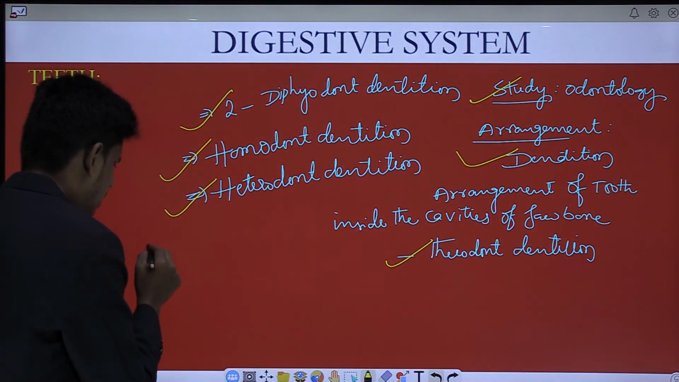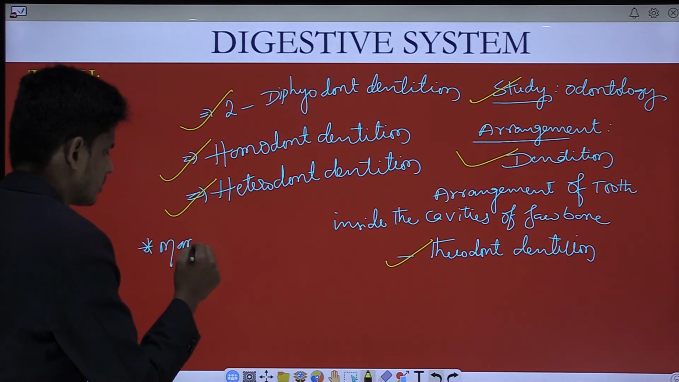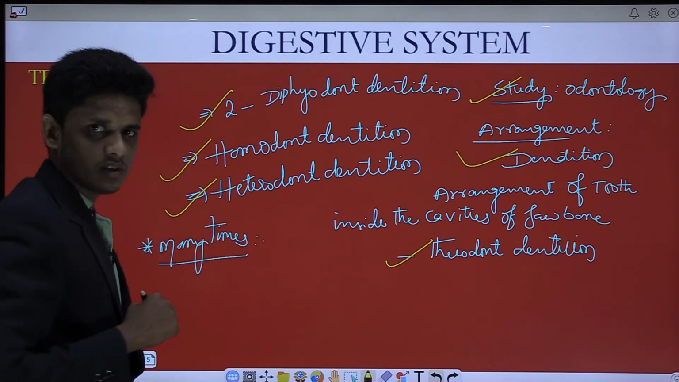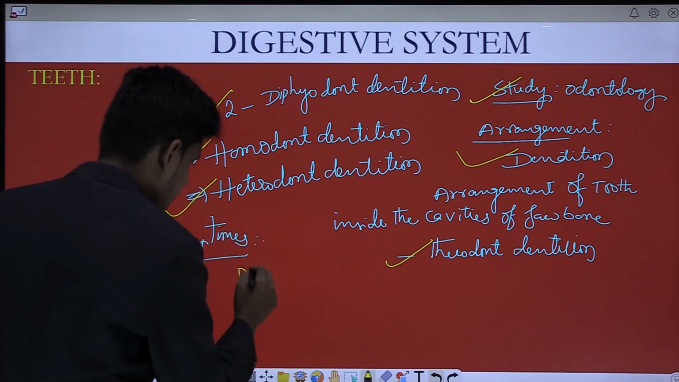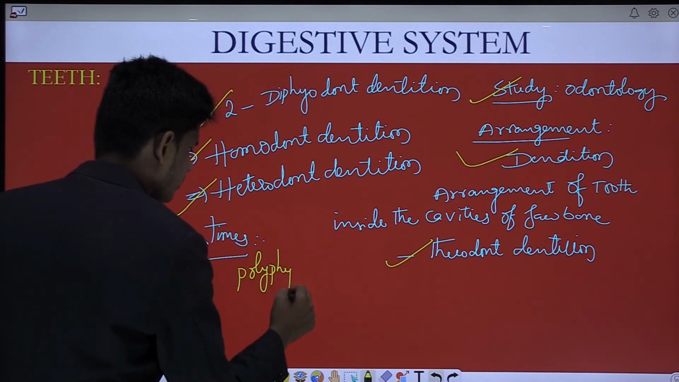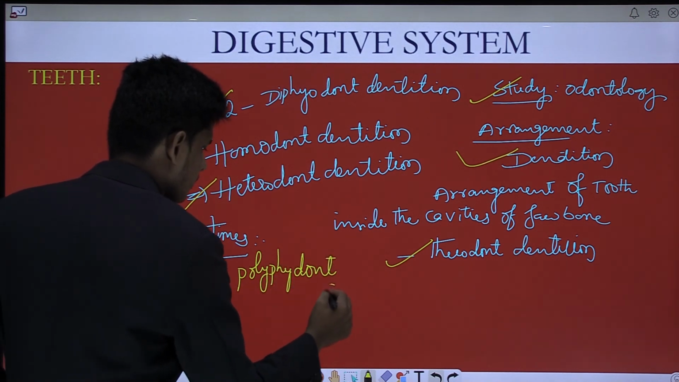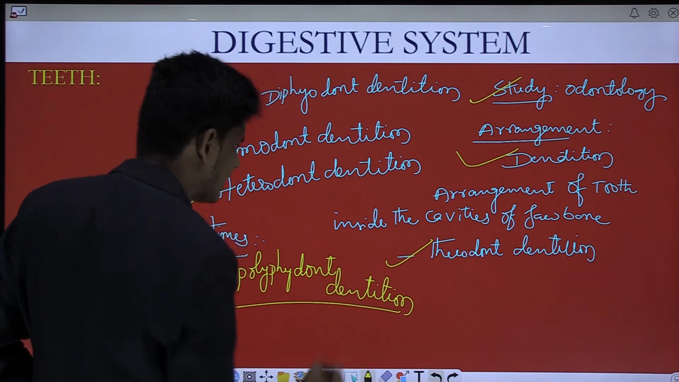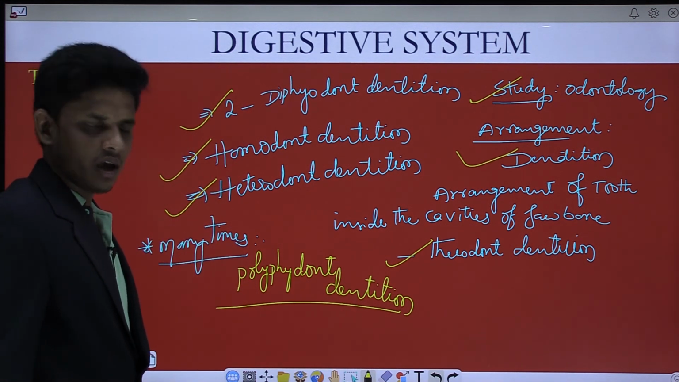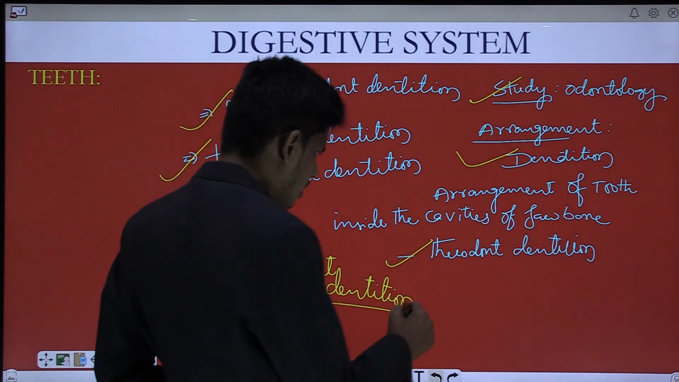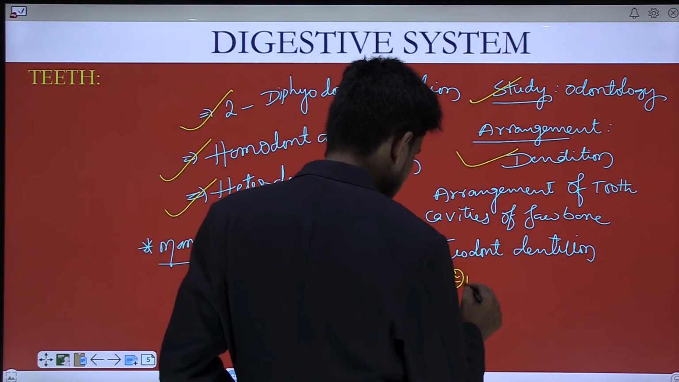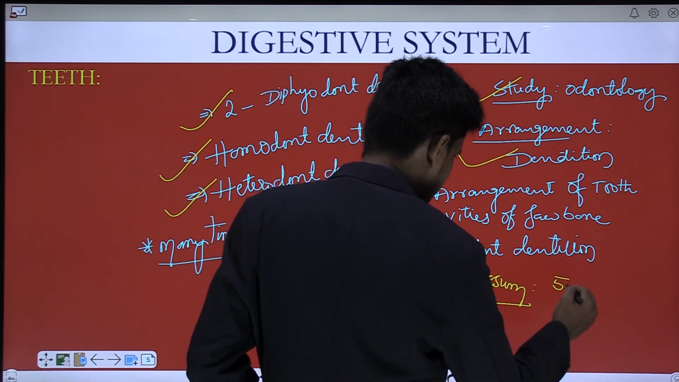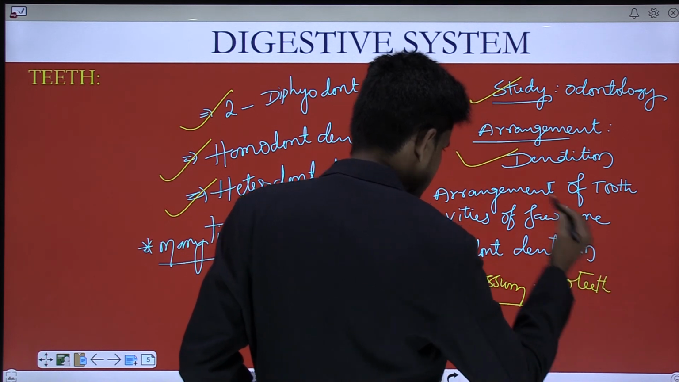If the teeth are formed many times in an organism, such dentition is called polyphyodont dentition. Can you give me the answer: how many teeth are there in an organism called the opossum? The opossum possesses 50 teeth. How many teeth? 50 teeth.